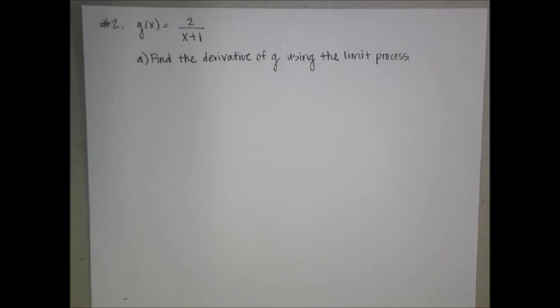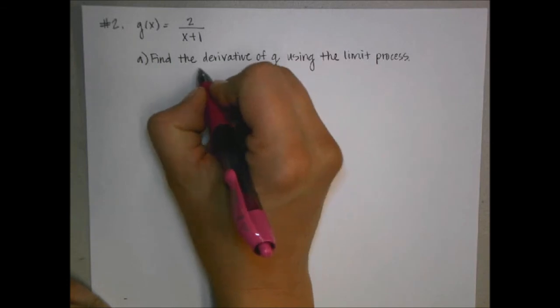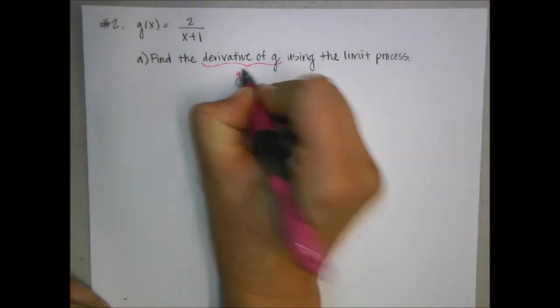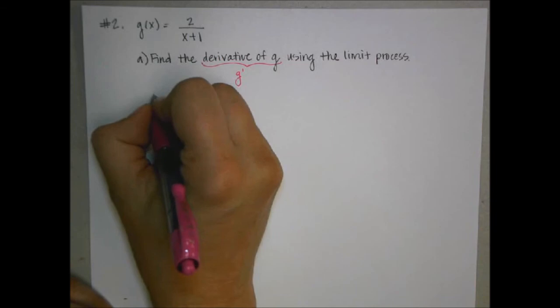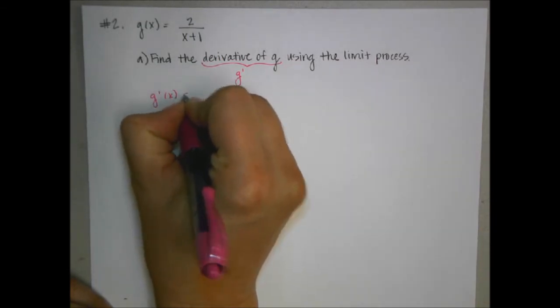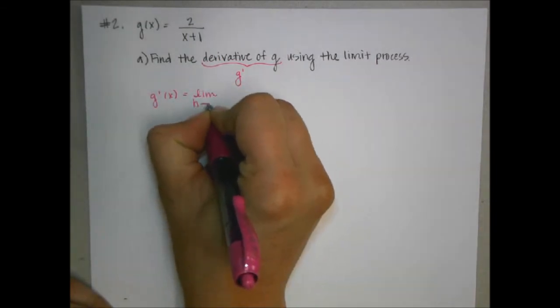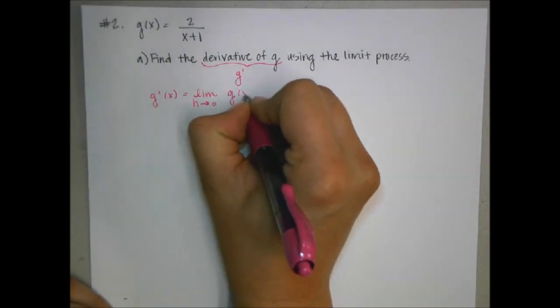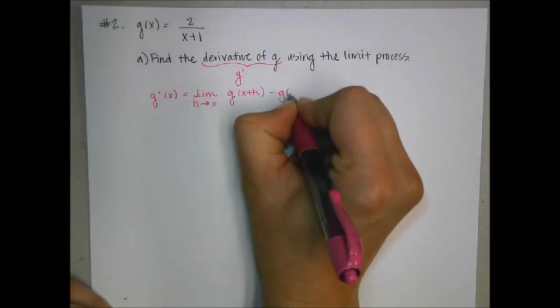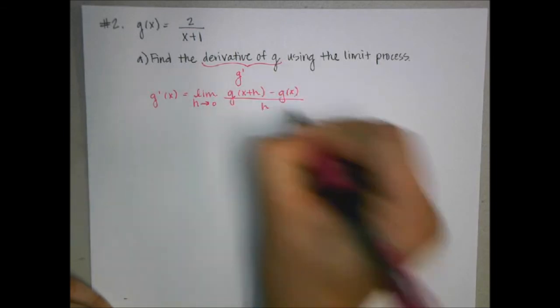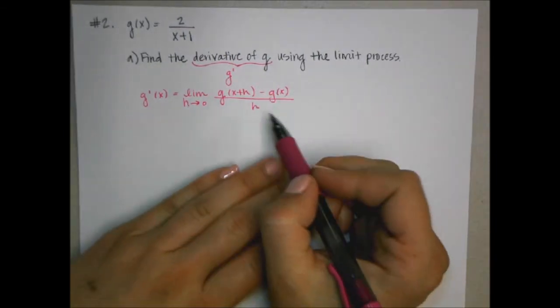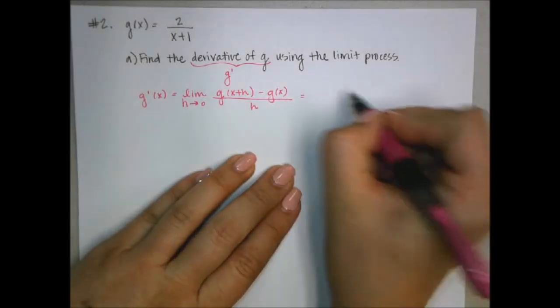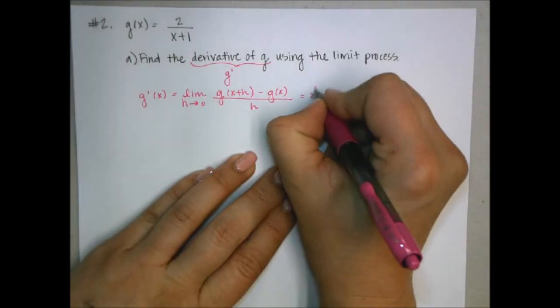In our second and last example, we're going to find the derivative of a rational function, 2 over x plus 1, by using the limit process. Again, the derivative of g, the g prime. Using our definition, we have the limit as h approaches 0 of g of x plus h minus g of x all over h. So we're going to start by filling this in here using our new function. Remember to write that limit out front.